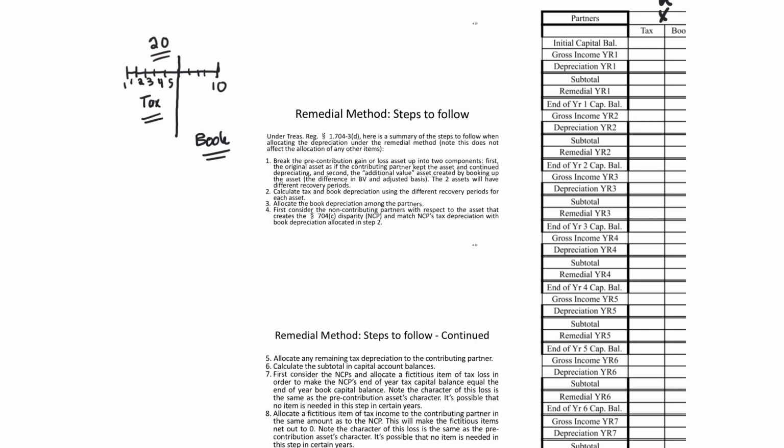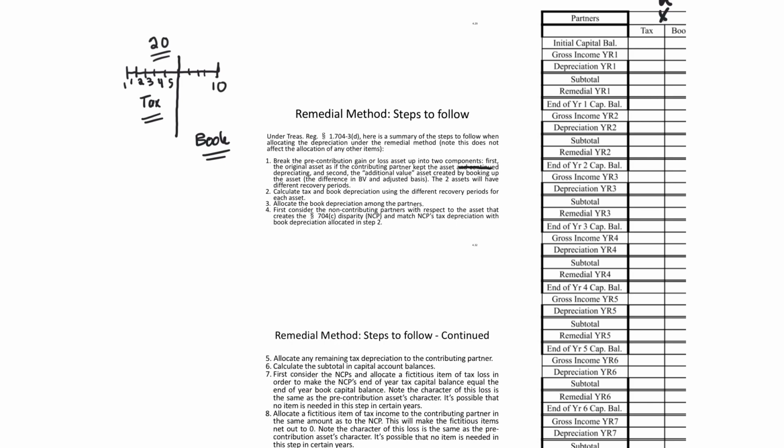So step 1, we break the pre-contribution gain or loss asset into 2 components. First, the original asset, as if the contributing partner kept the asset and continued depreciating it. And second, the additional value asset created by booking up the asset. The 2 assets will have different recovery periods.